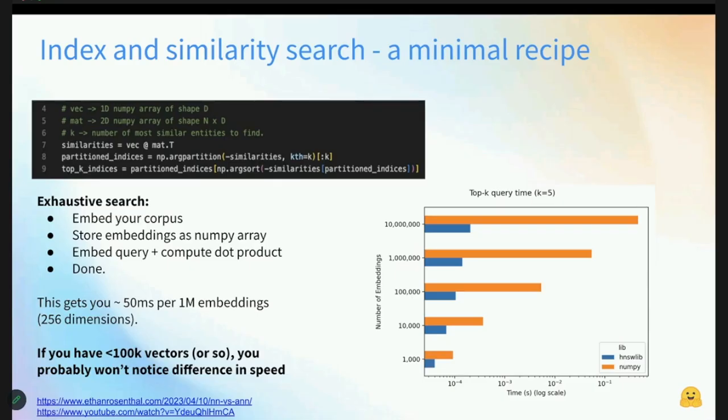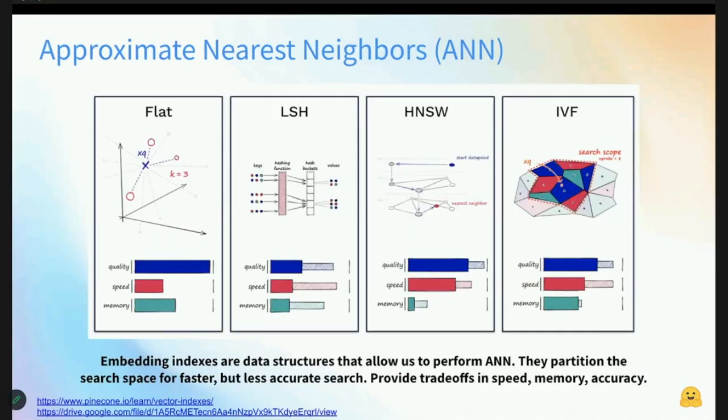And so, yeah, the whole point of this slide is just to boil down at the lowest level, this is really all you need. But when your corpus scales, you need other solutions. And so that's where we get into the idea of indexes and embedding indexes. And really what these are is just data structures that allow us to do, instead of exhaustive search over 10 million vectors, an approximate search, so approximate nearest neighbors.